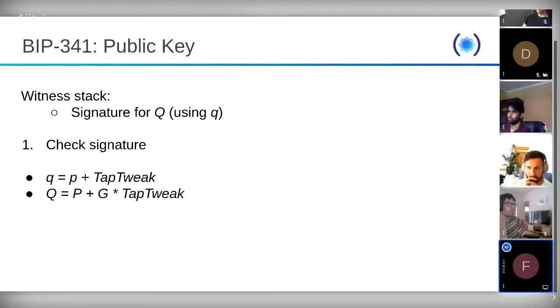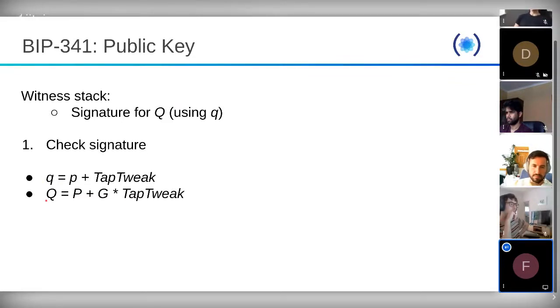So to check the signature, so now I don't have. How do you get little q? That's the thing, because I have little p and big P. All right. So little q is equal to little p plus tap tweak. So I'm going to use then my little q to sign and put that in the witness stack, in the transaction. Because it's a magic thingy: little p is a private key and big P is a public key. And if you add tap tweak to this one and you add tap tweak times G to this one, then Q is a valid public key here as well.